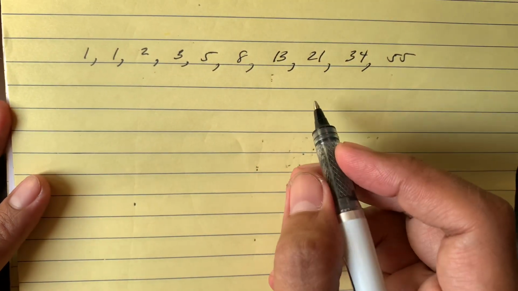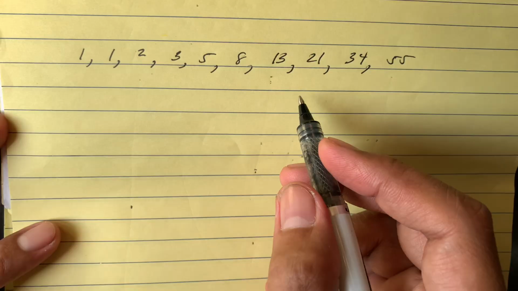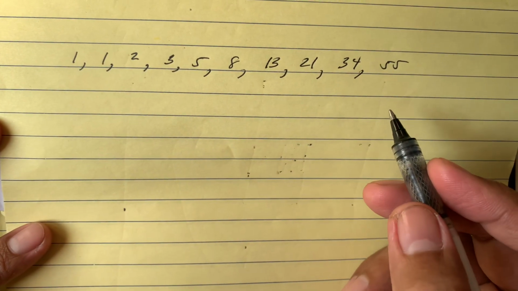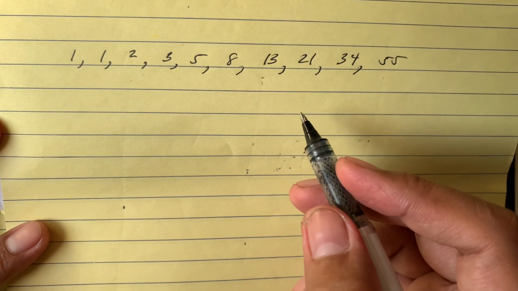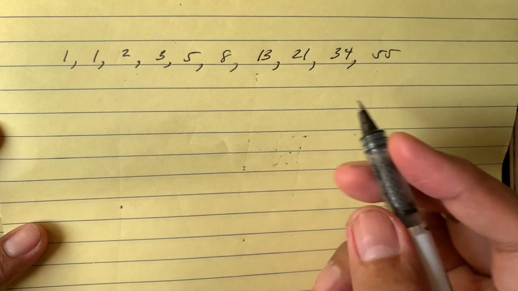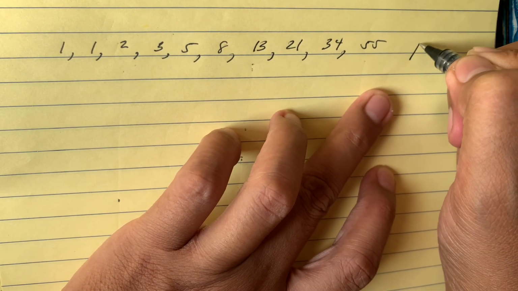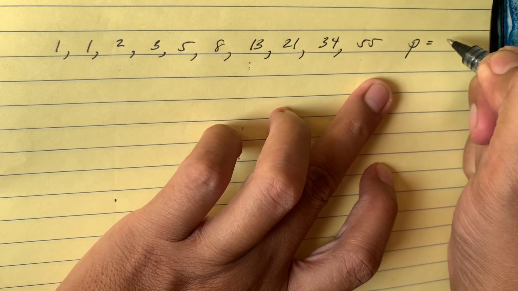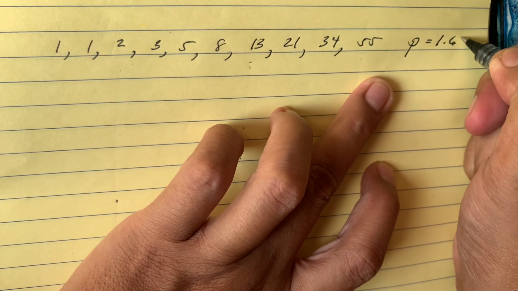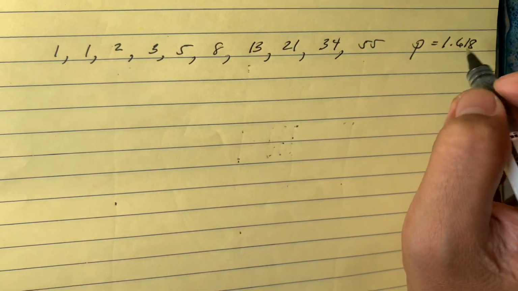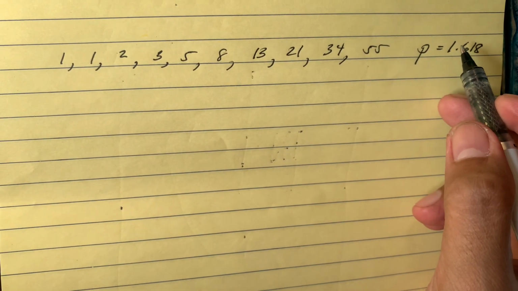Now, we are going to show how this is the golden ratio. Take note that this is the value of our golden ratio. It is phi, approximately 1.618. This is the approximate value of our golden ratio.